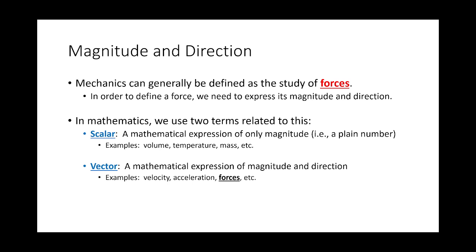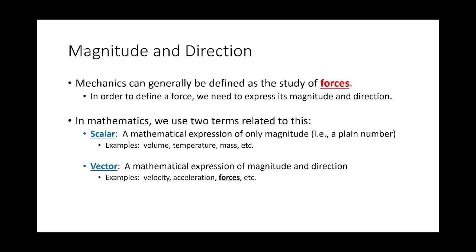Okay? So on day 1, we talked about physics, we talked about mechanics, and set the stage for why we're even in this room. Mechanics can generally be defined as the study of forces. And in order to define a force, we really need to define two quantities: a magnitude and a direction. Now, in mathematics, we have two objects that we utilize. I use the term objects because I think it's the best noun I can think of. But we have two objects that we use in mathematics that can express this. We have the term scalar and the term vector.